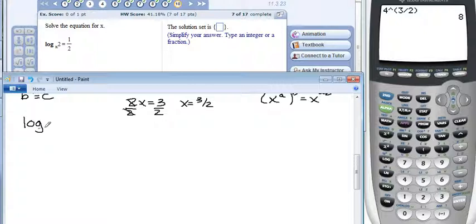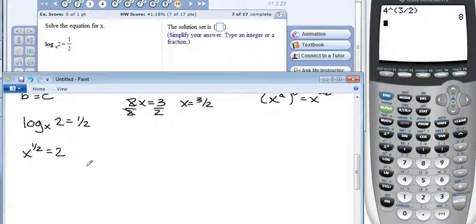I've got log base x of 2 is 1/2. I can't do this in my calculator because I don't have a base x button, right? So I'm just going to switch it over to an exponential right away. x to the 1/2 is 2.